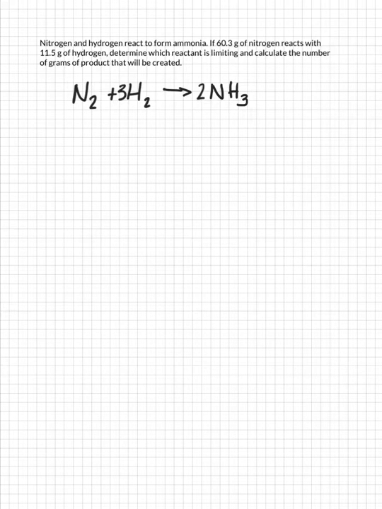And so I now can look at this and say, okay, this problem is similar to what we've been doing because it's giving me information about my reactants and asking about how much products. But you'll notice this time, instead of just giving me information about 1 reactant, I have information about 2 reactants. It tells me I have 60.3 grams of nitrogen and it's reacting with 11.5 grams of hydrogen. And I need to know which one is limiting, and I need to know the grams of product.